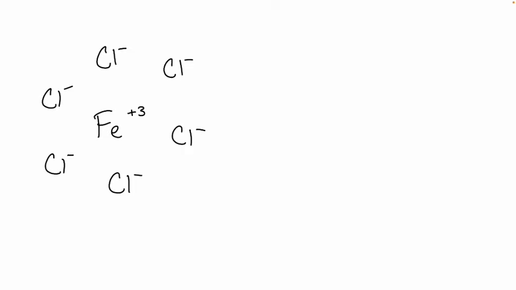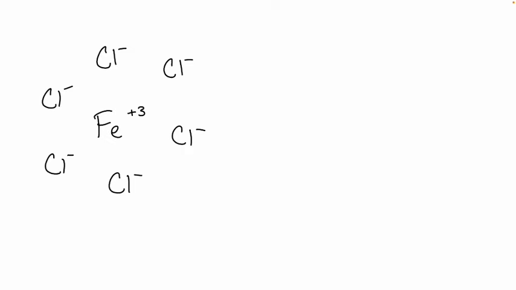So now we're going to talk about these transition metal complexes. It turns out that if you took an iron 3 ion and you put it into a solution with a bunch of chloride ions, those chloride ions would be attracted to that iron ion. At first, that doesn't really sound like anything too crazy. An iron ion has a positive 3 charge. A chloride ion has a minus charge. Opposites attract. So of course they're going to be attracted to one another here.